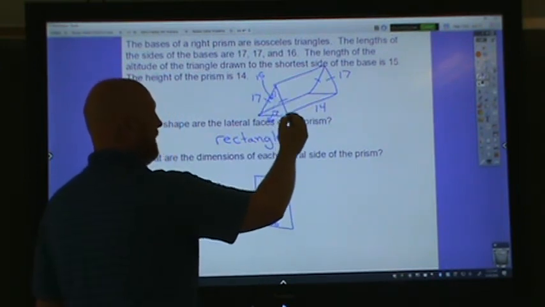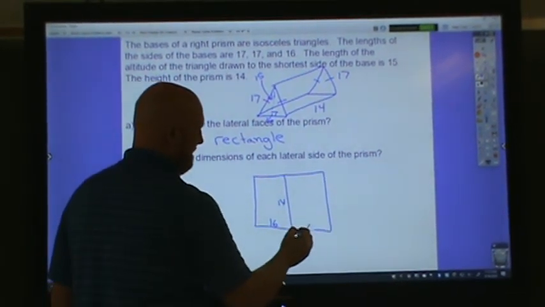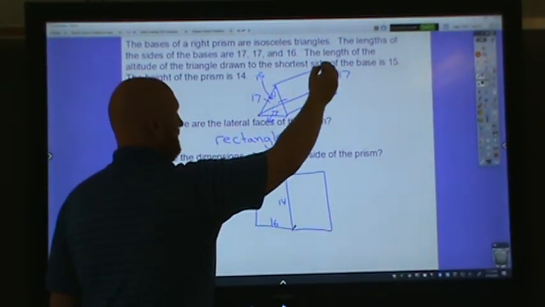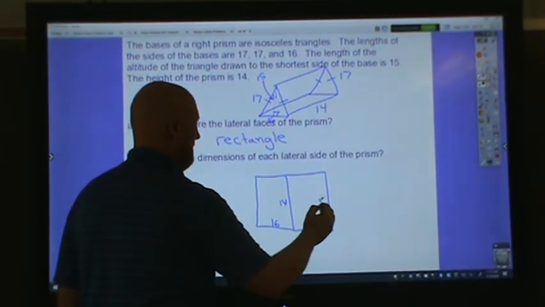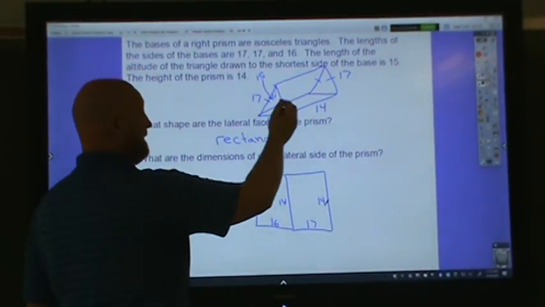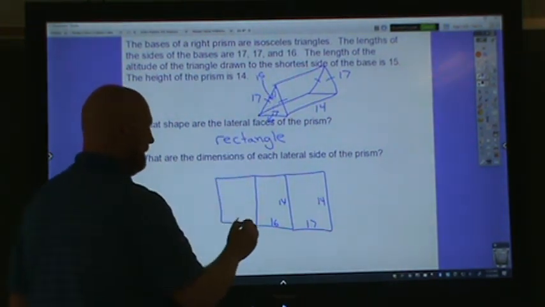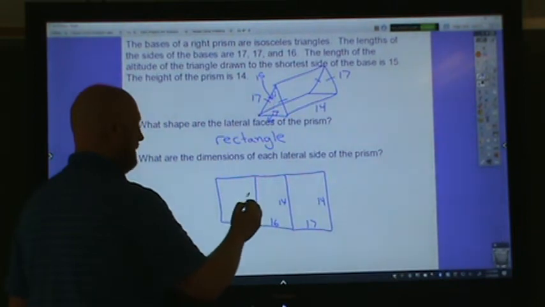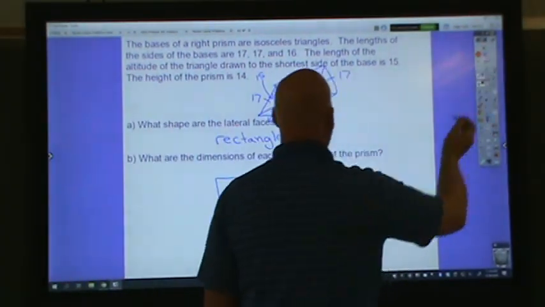I would take this right lateral surface and fold that down to the right. When I look at the side lengths on this, it's 17 by 14. And then I'm going to have a matching lateral surface to the left, so I'm going to draw that as a rectangle as well, which is 17 by 14. So I've given the dimensions of each lateral side of the prism.